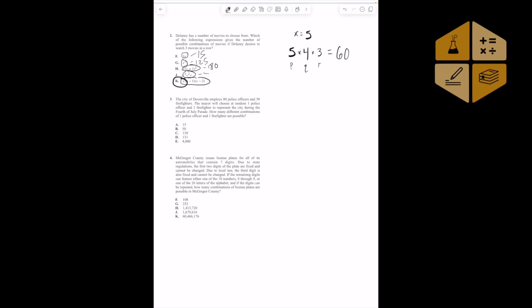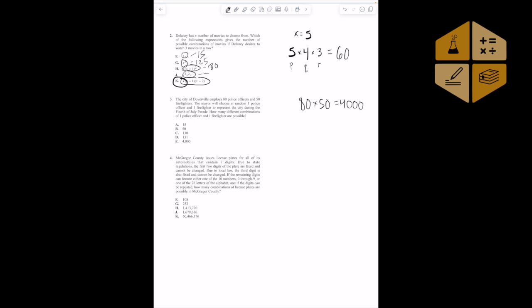But if we're just thinking about the fundamental counting principle, with 80 police officers to choose from, 50 firefighters to choose from. We're choosing one from each. So this is just simply 80 times 50, or P times Q, to give us the total number of possible combinations of choosing one from each group. So 80 times 50, if you put that in your calculator, you get that it's 4,000.